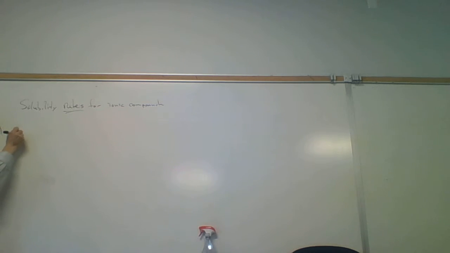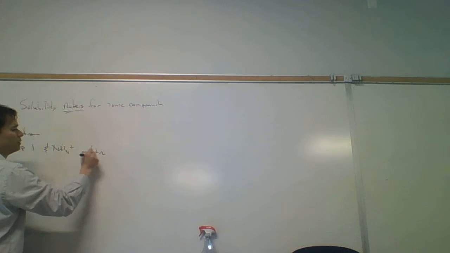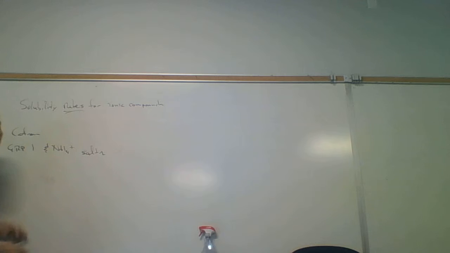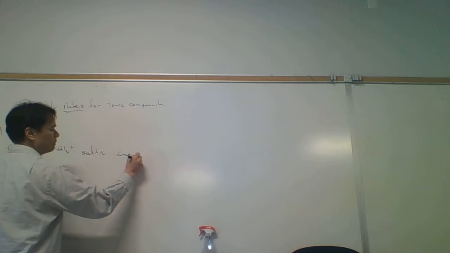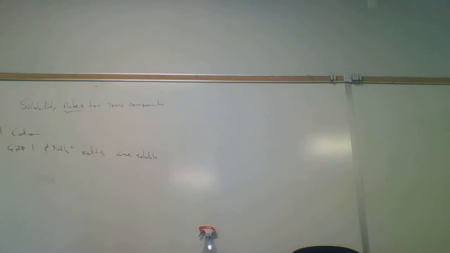First, you check the cation. And we see that group 1 and ammonium salts are soluble. Salts meaning, you know, ionic compounds that aren't acids. A typical salt is a metal and then some kind of non-metal anion. So group 1 and ammonium salts are soluble.